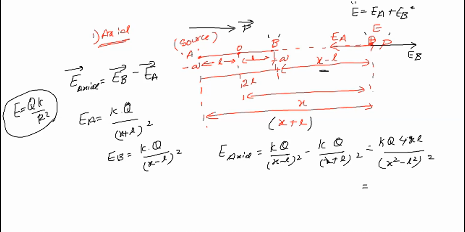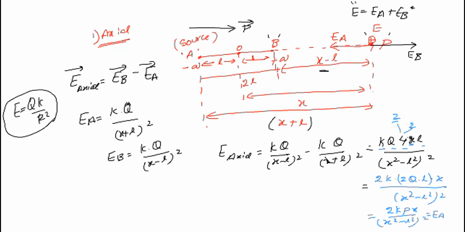Now in the final equation, I'm just linking the dipole moment here. So now I link the dipole moment. In the 4, I'll write it as 2 into 2. So it is 2k into 2ql into x. I separate the x, and I separate k, and q into 2l is nothing but your dipole moment. So I'll write this as x square minus L square whole square. So the final equation is 2kpx by x square minus L square whole square. This is your electric field for the axial point. Remember this relation for the axial point.